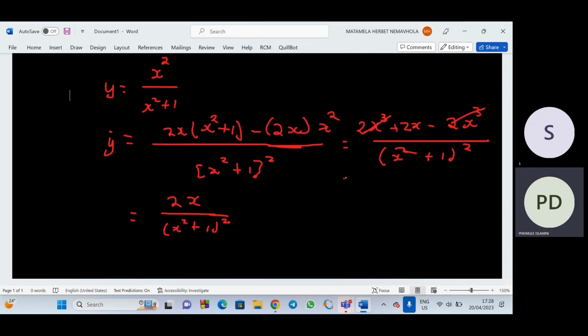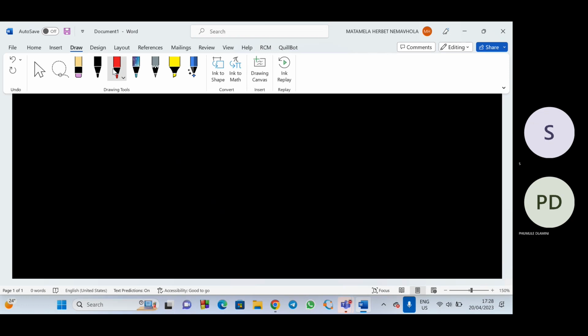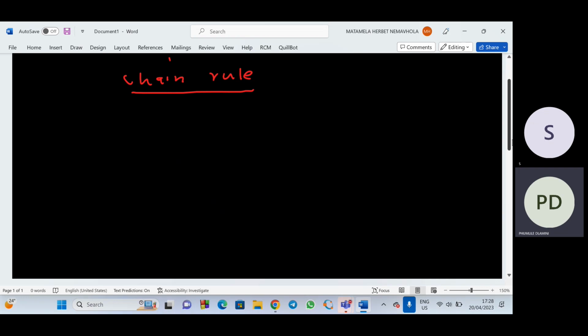Now we go to the second one, the chain rule. With these rules, you just check the equation that they gave you. When you check these equations, you must see whether you have to apply the chain rule, product rule or quotient rule. When you get used to it and practice, you will just work it out without even thinking about which rule you are using.